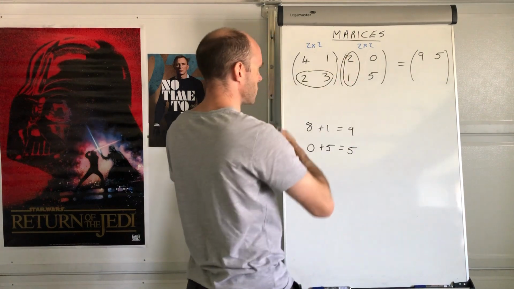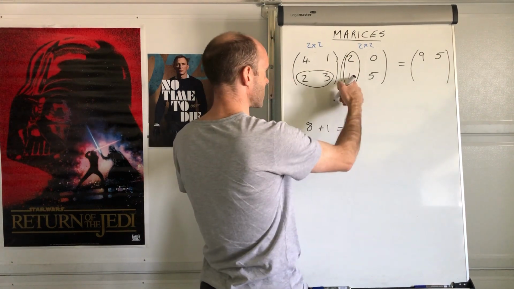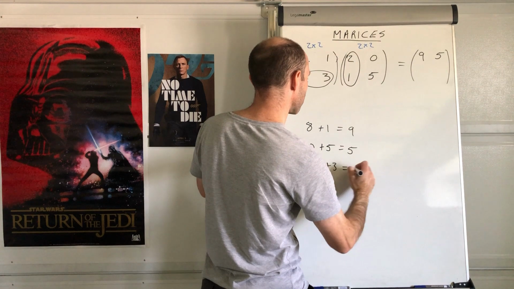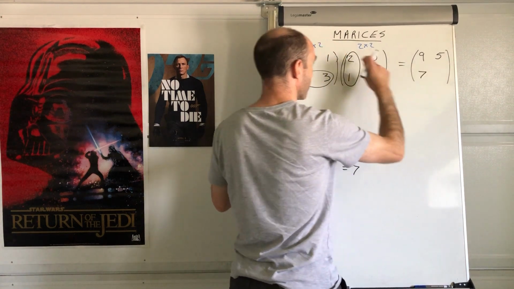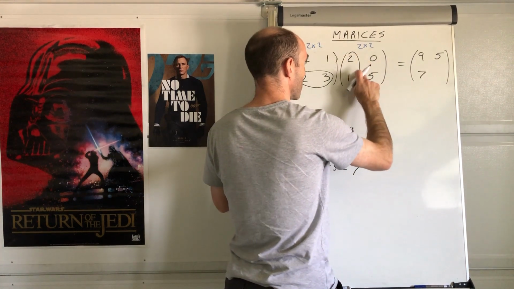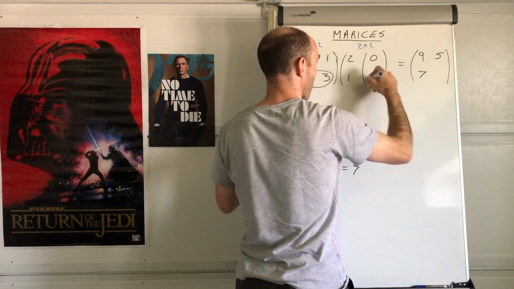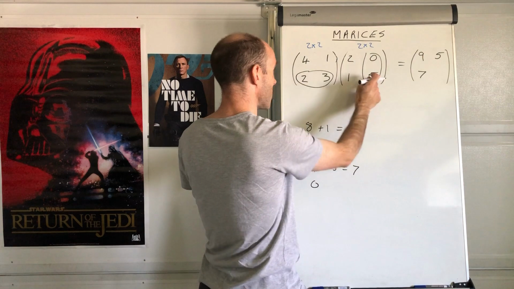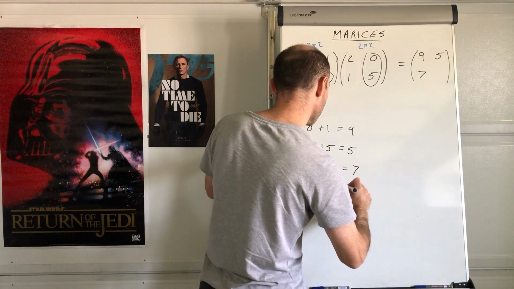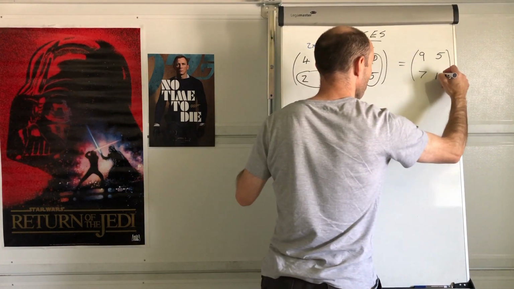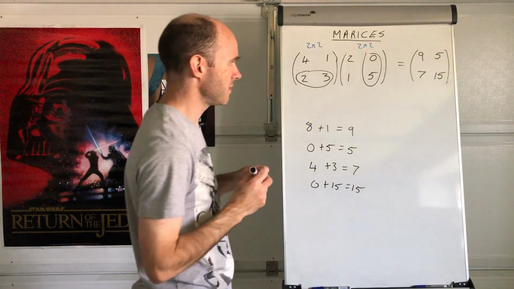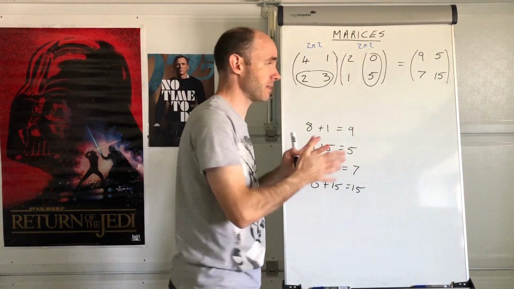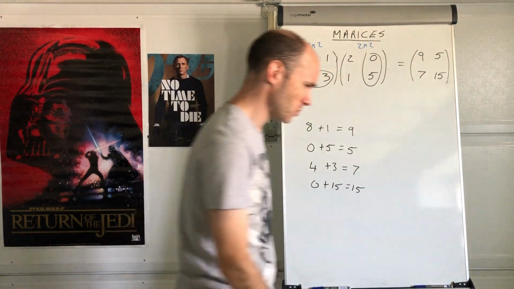So 2 times 2 is 4, and then you've got 3 times 1 is 3, 4 plus 3 is 7. The answer goes in there, okay? And then, as I said, we go on to the next column, and then we do 2 times 0, which is 0, and 3 times 5, which is 15, and the answer is 15. And so we get the answer 9, 5, 7, 15. Okay, and that is it. That is how matrix multiplication works.